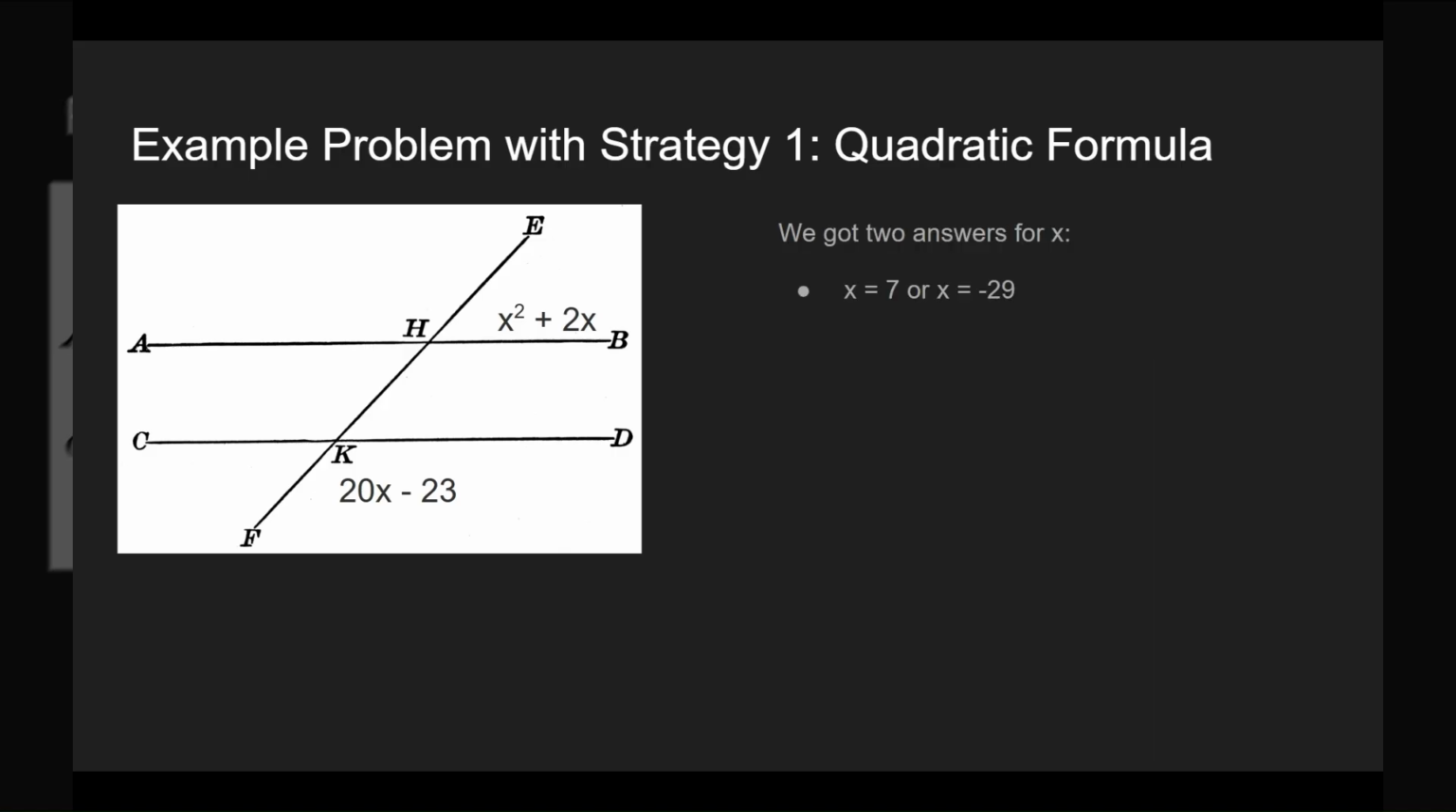So we've just gotten two answers, x equals 7 or x equals negative 29. We need to plug each of them in for those angle measures to check for reasonableness. So if x equals 7, plugging it into x squared plus 2x gets us 63 degrees for EHB. Plugging it into 20x minus 23 gets us 117 degrees for DKF. And this is fine. Both of those are totally reasonable answers to get for the angles in this picture.